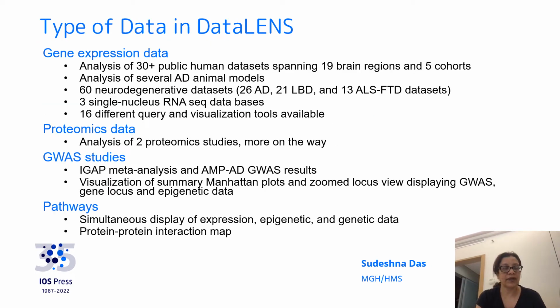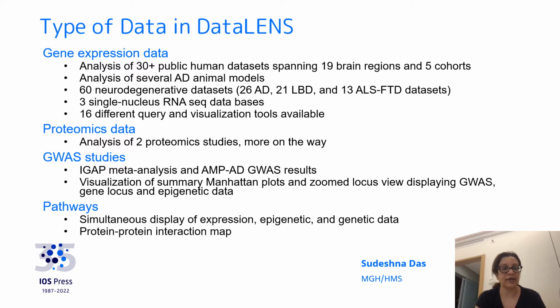We house different kinds of data in DataLENS. Currently, the primary source of data is gene expression data. We have analysis of over 30 public human data sets spanning 19 brain regions and 5 cohorts. We also include various animal models of Alzheimer's disease, as well as data sets from other neurodegenerative diseases such as Lewy body disease and ALS-FTD.